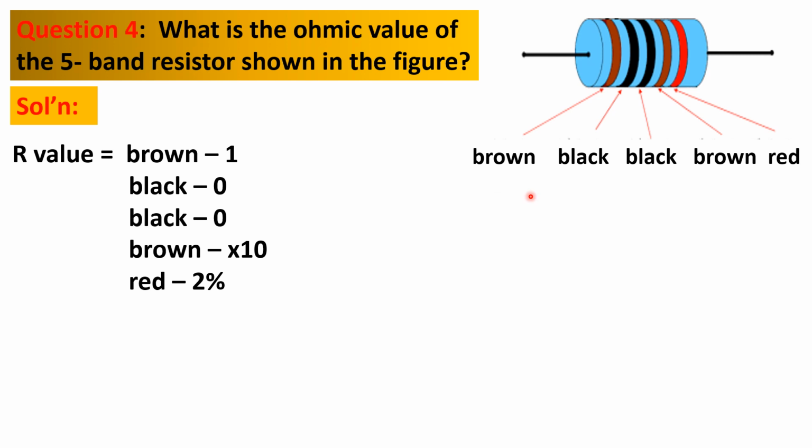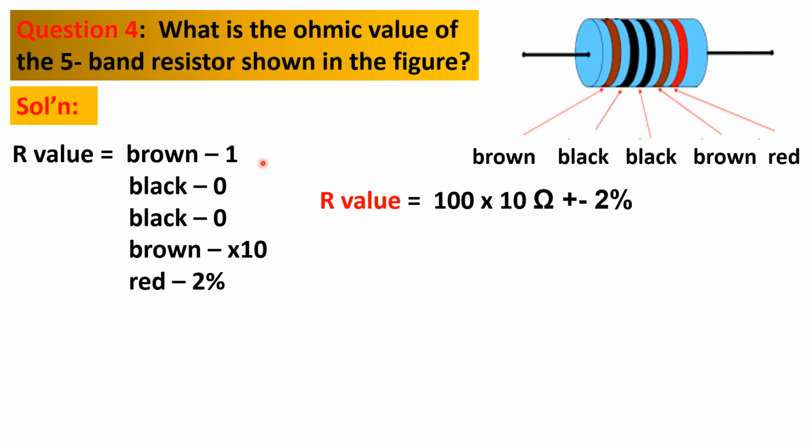Alright, so determining the equivalent value of each color. Brown is 1, black is 0, the third color band is again black, so 0, and the multiplier, which is the fourth band, is times 10. While the degree of tolerance is red, it means that red as a degree of tolerance represents plus minus 2%.